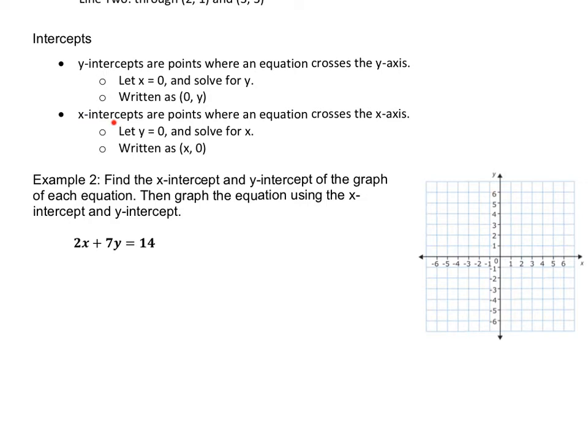Same thing for the x-intercepts. If you want to find the x-intercept, you're going to set y equal to 0 and solve for x, and that will help you find the x-intercept.